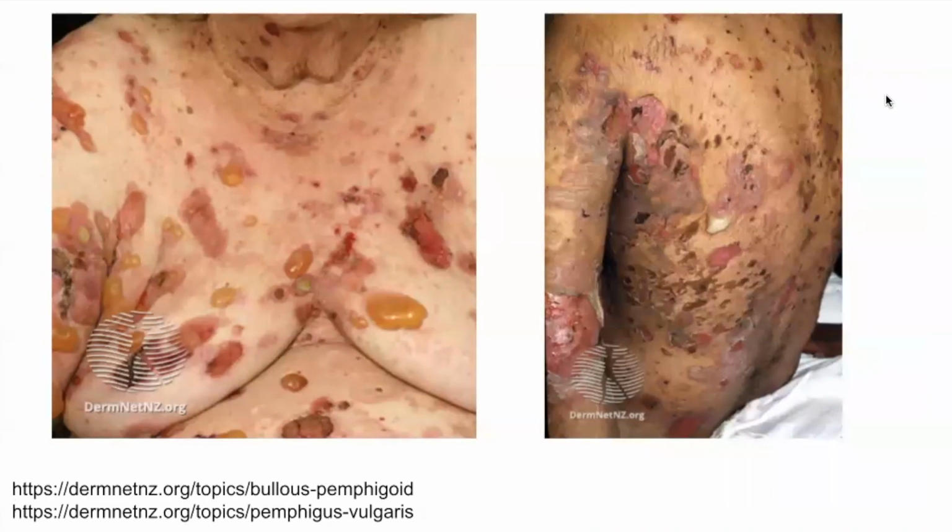Here are some examples of blistering disorders. On the left-hand side, we can see a diffuse bullous eruption characteristic of bullous pemphigoid. On the right-hand side, we see also another type of blistering eruption, which is characterized more by ruptured blisters, erosions, and crusting. This is pemphigus foliaceus. In this video series, we hope to elucidate how to approach and how to make a diagnosis of various different blistering disorders.